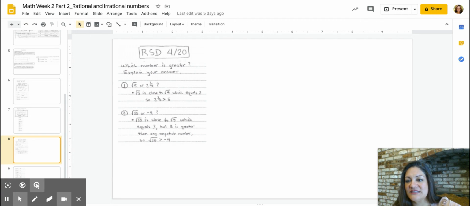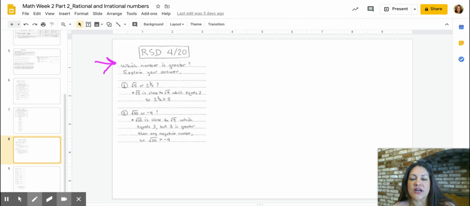Okay. There we are. Okay, so this assignment is asking which one is greater. It says, which number is greater? Explain your answer. And what I found is the explanations for one and two just seemed a lot cleaner than the answers that came up for the rest, but it's just how it goes, right?